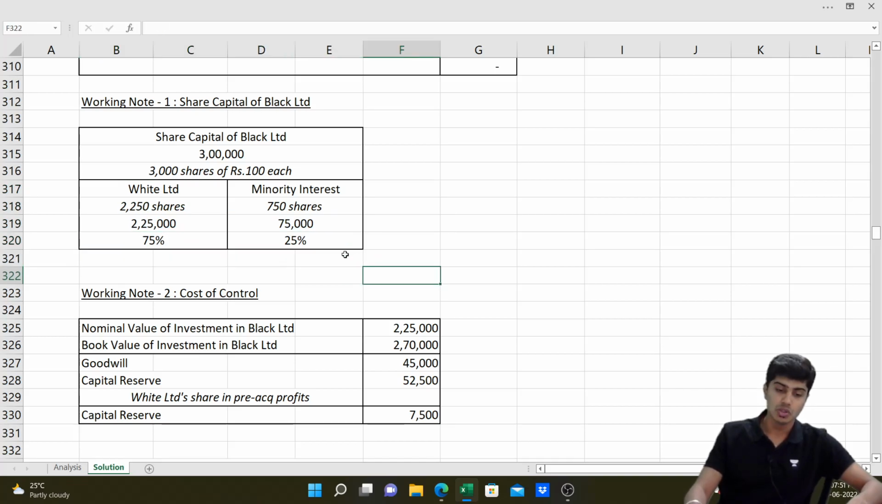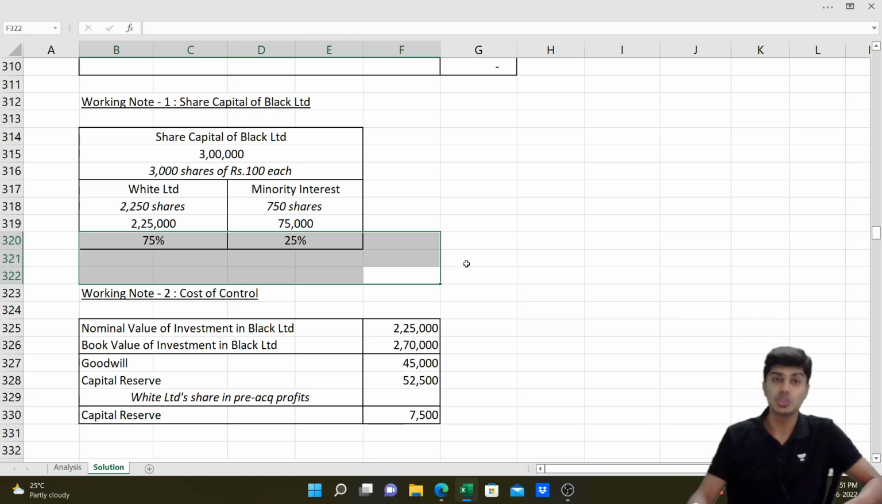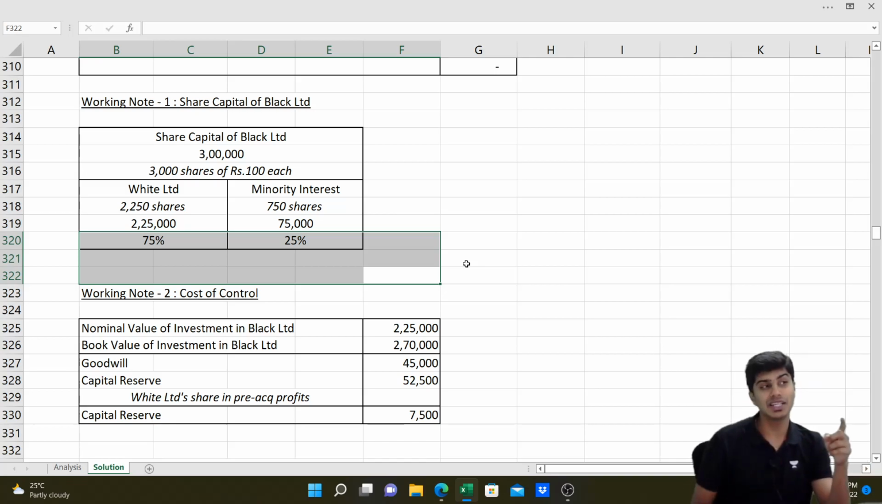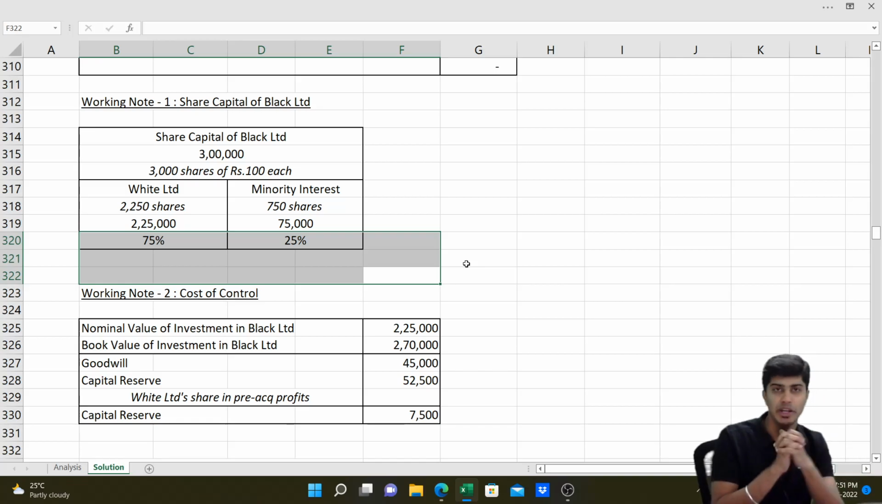So the holding company holds 75% of the shares in the subsidiary and the minority holds 25%. Remember this percentage, because it will help us in apportioning pre- as well as post-acquisition reserves between the holding company and minority interest.